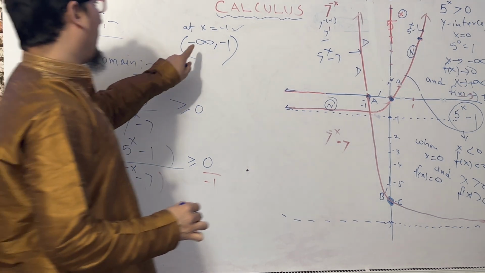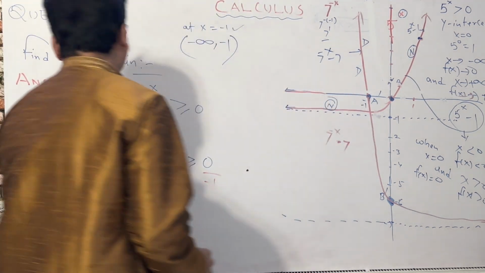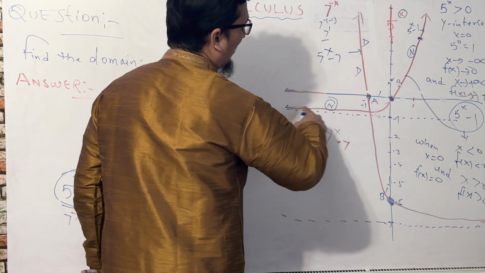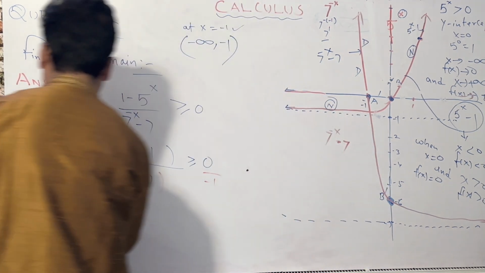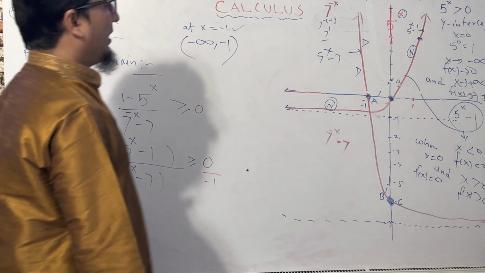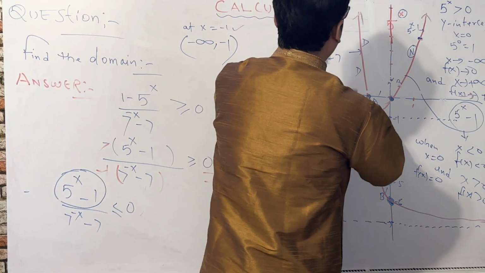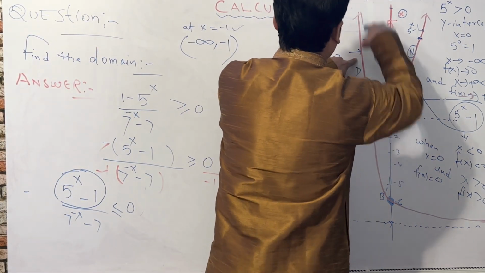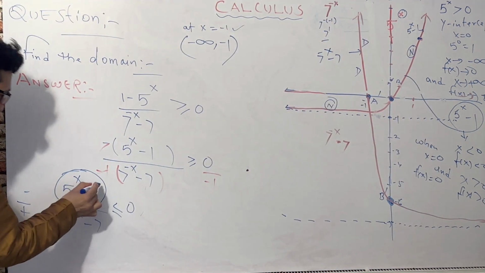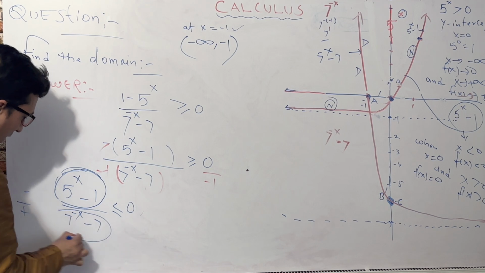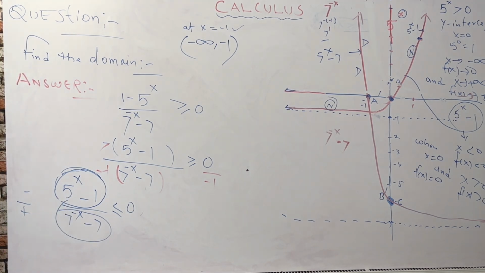Where is the graph here? The graph here is down, right? The graph is down. So you can say this value is negative, right? So this value is what? Negative. And from minus infinity to minus 1, what about the denominator? It's positive, the graph is up. So you can say this is what? Up. So this one is negative and this one is what? Positive. So negative over positive is always what? Negative.